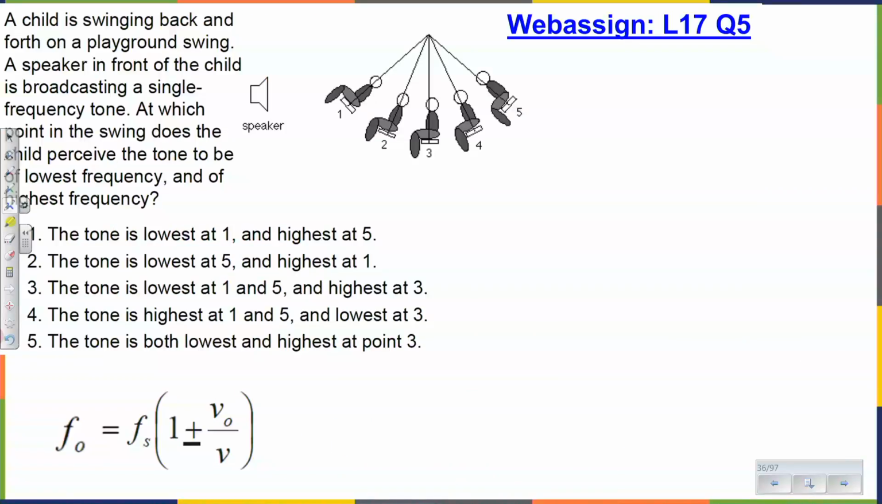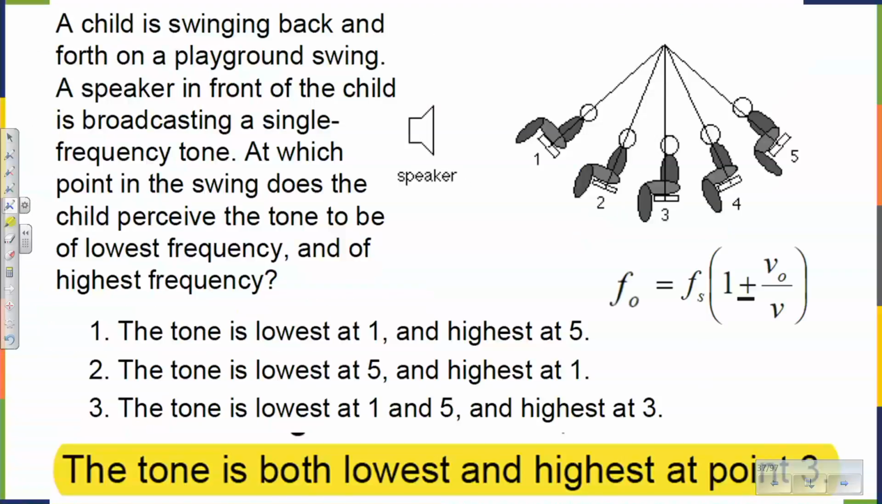So this, it's just a ball on a string. Speed is equal to 0 here, and speed reaches maximum at the bottom. But the direction is different. It moves toward a speaker or away. So that affects the tone, highest and lowest.